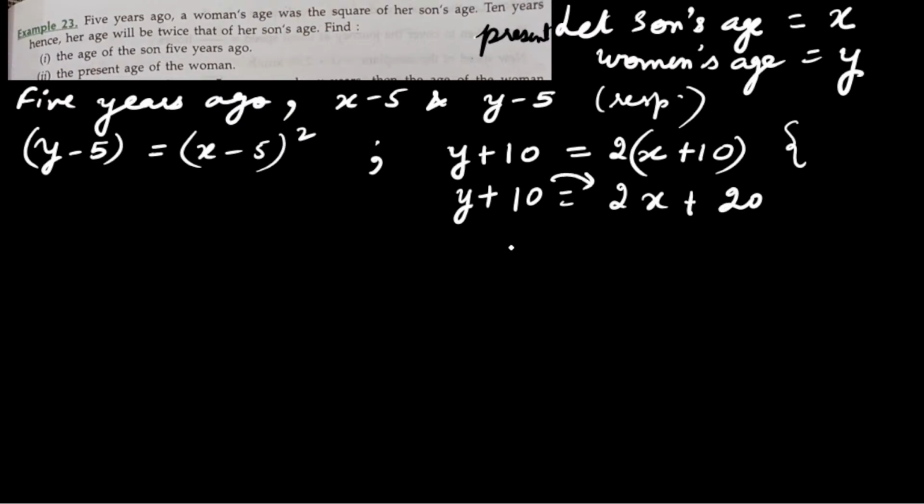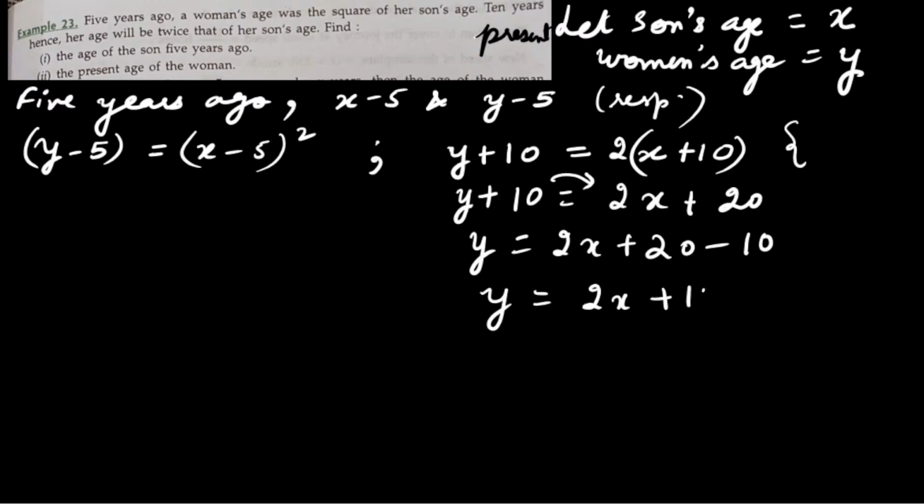So this 10 also I'm going to shift to the other side. So y plus 10, this 10 if I shift to the other side it will become minus 10. So y is equal to 2x plus 20 minus 10. So y is equal to 2x plus 10. Y is equal to 2x plus 10.